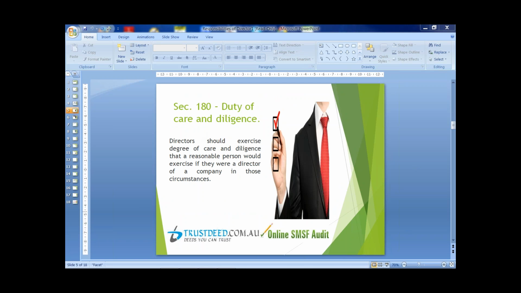Section 180 subsection 1 provides that the director of a company must exercise their powers and discharge their duties with the degree of care and diligence that a reasonable person would exercise if they were a director of the company and would act in those circumstances. So a director is expected to exercise degree of care and diligence and act in a situation in the same way as a reasonable person would exercise in that situation.